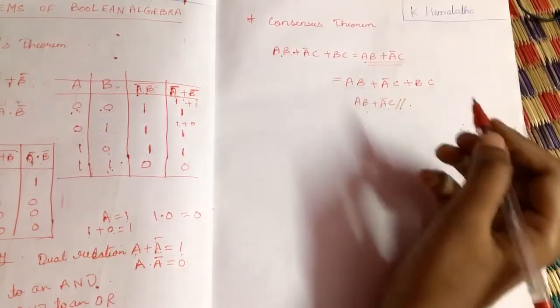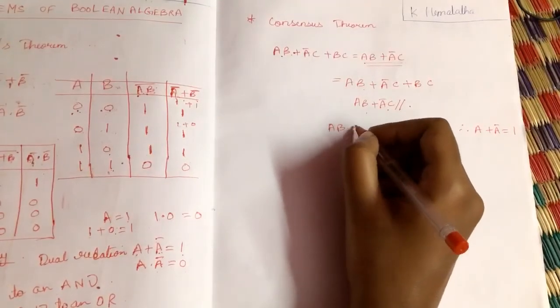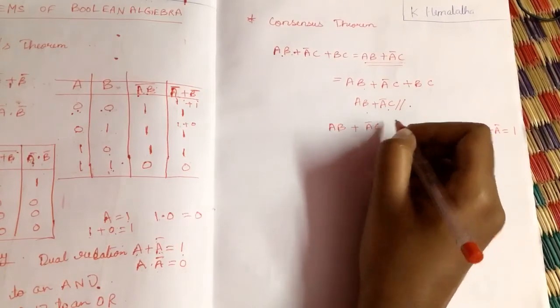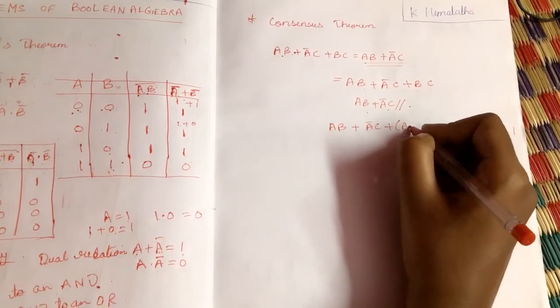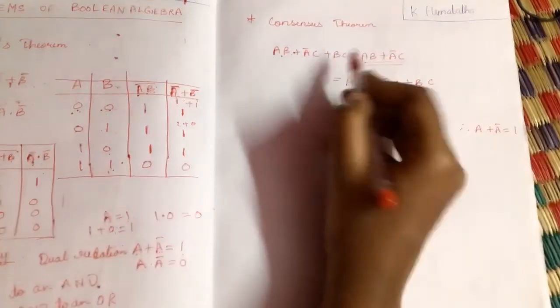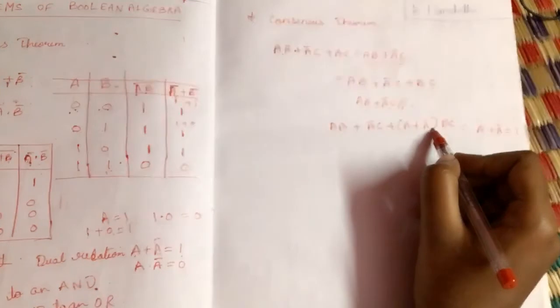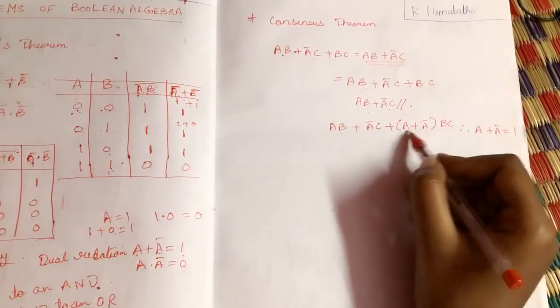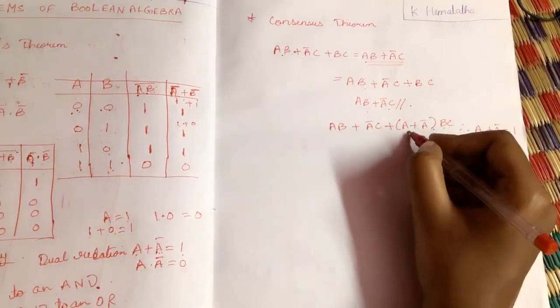So taking this expression, I take AB plus A bar C plus (A plus A bar) multiplied with BC. There is no change in the expression, because we said A plus A bar is 1 only. So if I multiply it with BC, there is no problem because its value is going to be 1 only, so there is no change in the expression.